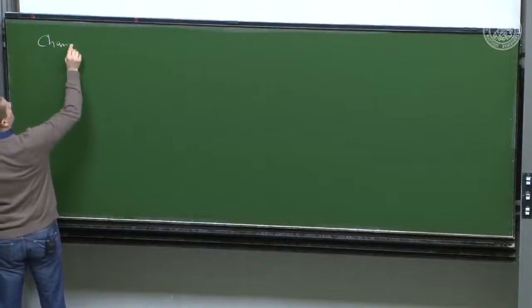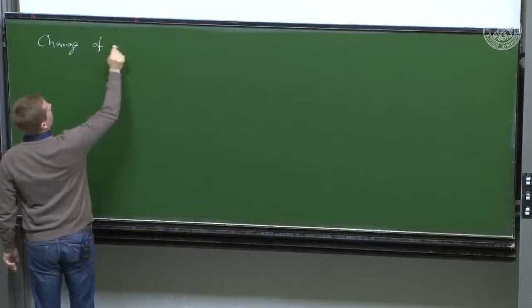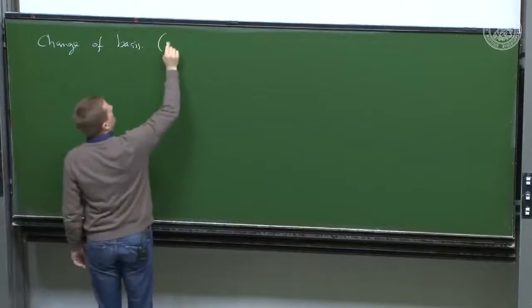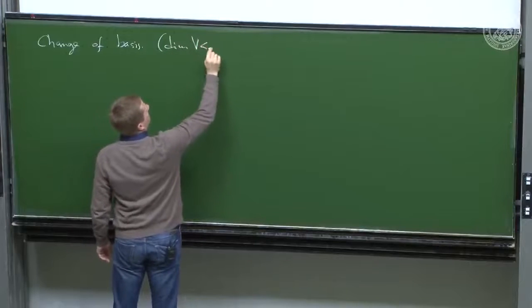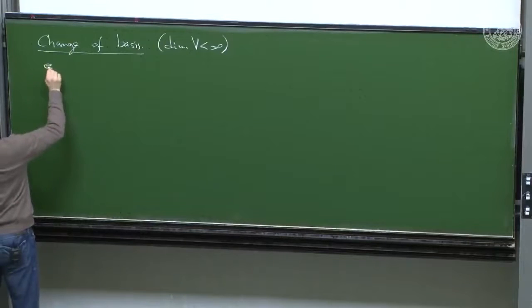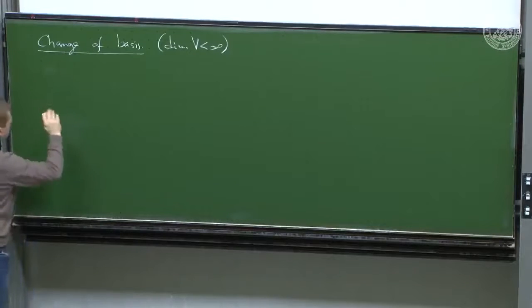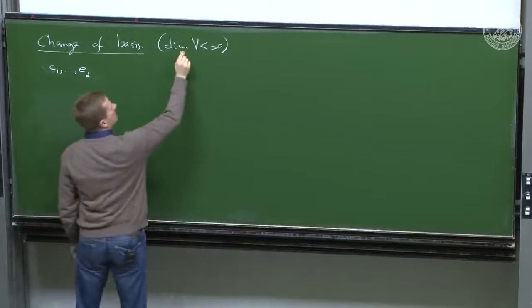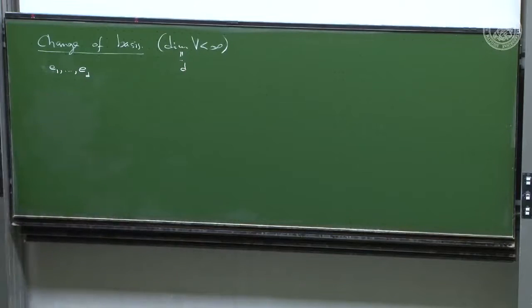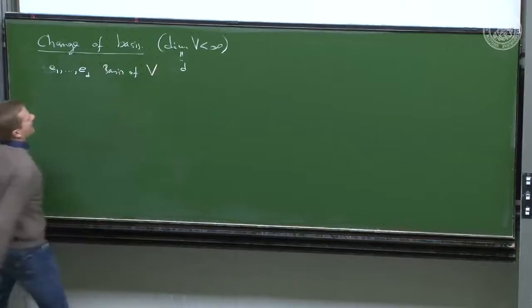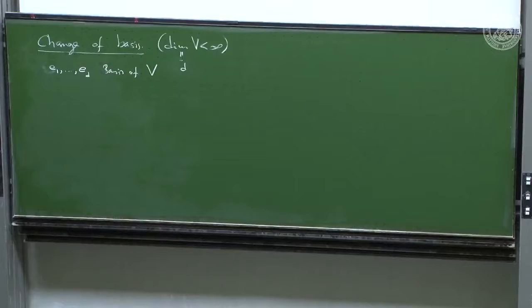Because it's in every textbook and it has practical importance, let's briefly talk about the change of bases. So again, we have finite dimensional vector spaces. Say E1 to ED, and let's call this dimension D for short, is a basis of whatever vector space we look at.